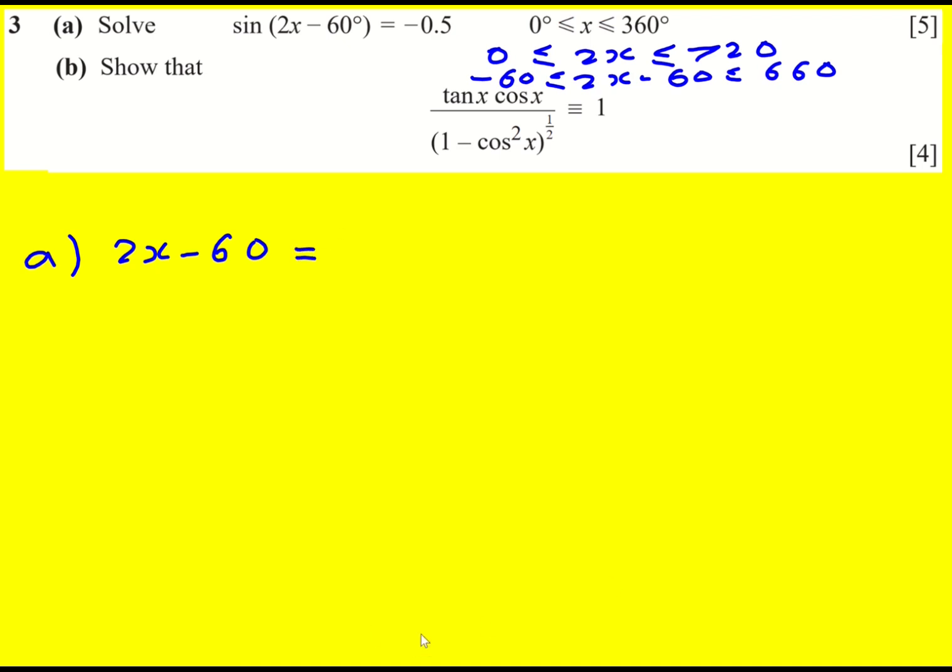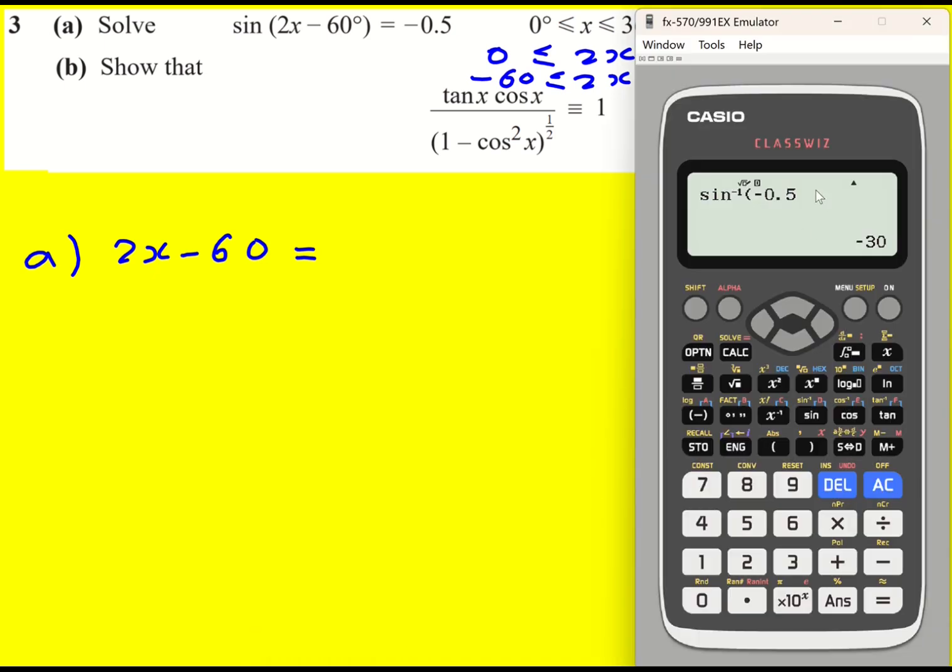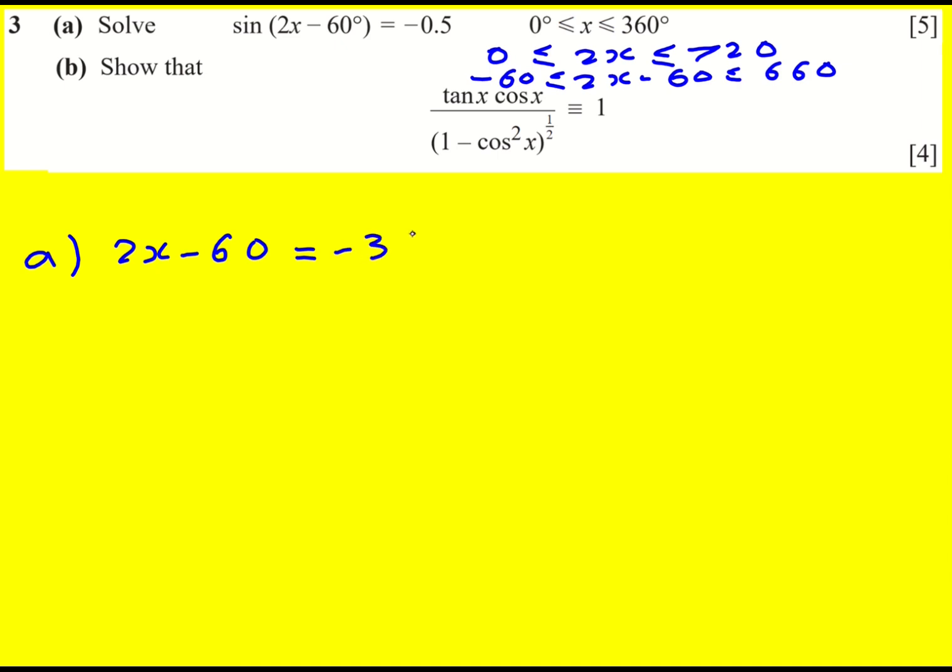So for 2x minus 60, I just need to do inverse sine of minus a half, which is minus 30. That's in my range, so we're okay, because although it's negative, I'll be adding 60 to it in a minute and then dividing by 2. It'll give a value of x in the range. Let's find some more values.